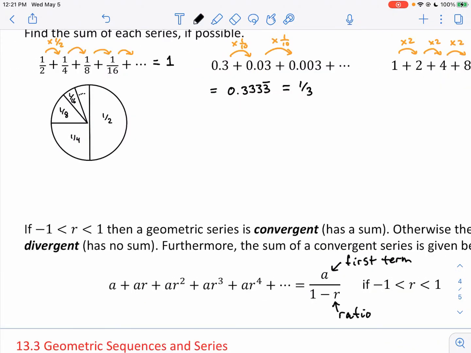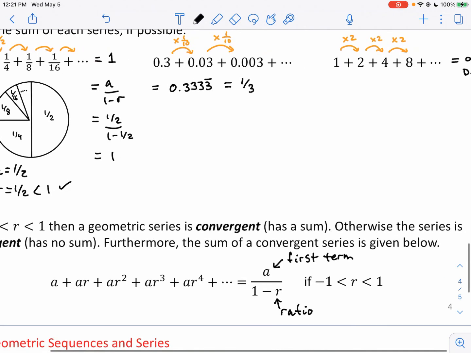So we know that the answer above, the first term is 1/2, and the ratio is 1/2. And the ratio is between -1 and 1. Check. You always want to make sure the ratio is the correct size. So our answer should be the first term divided by 1 minus the ratio. Well, the first term is 1/2, and the ratio is 1/2. So we get 1/2 divided by 1/2, and that confirms the 1.